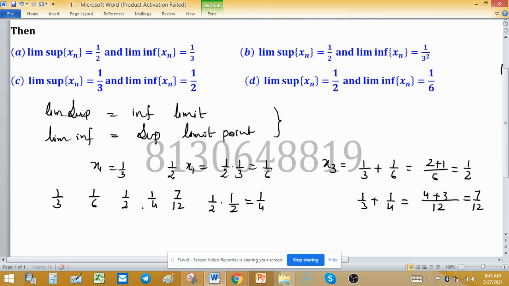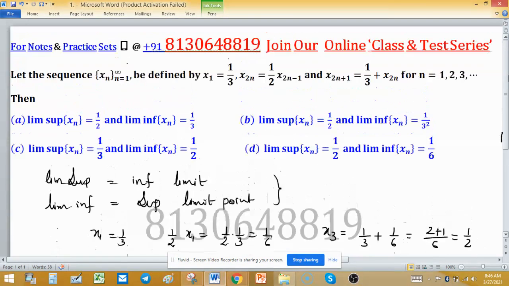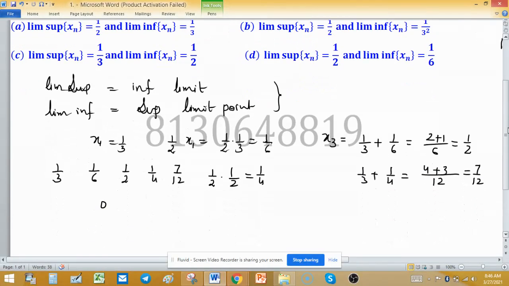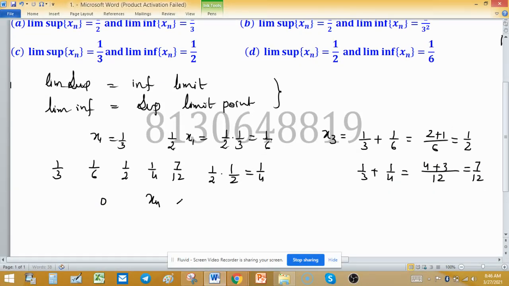So you can identify this sequence is not monotonically increasing or decreasing, but this sequence is bounded. All terms are positive, so you can say 0 is a lower bound, and the even terms are defined by half of the previous one. So all terms are near about 2. So all xn are either less than or equal to 2 or greater than or equal to 0. So we have bounds 0 and 2.